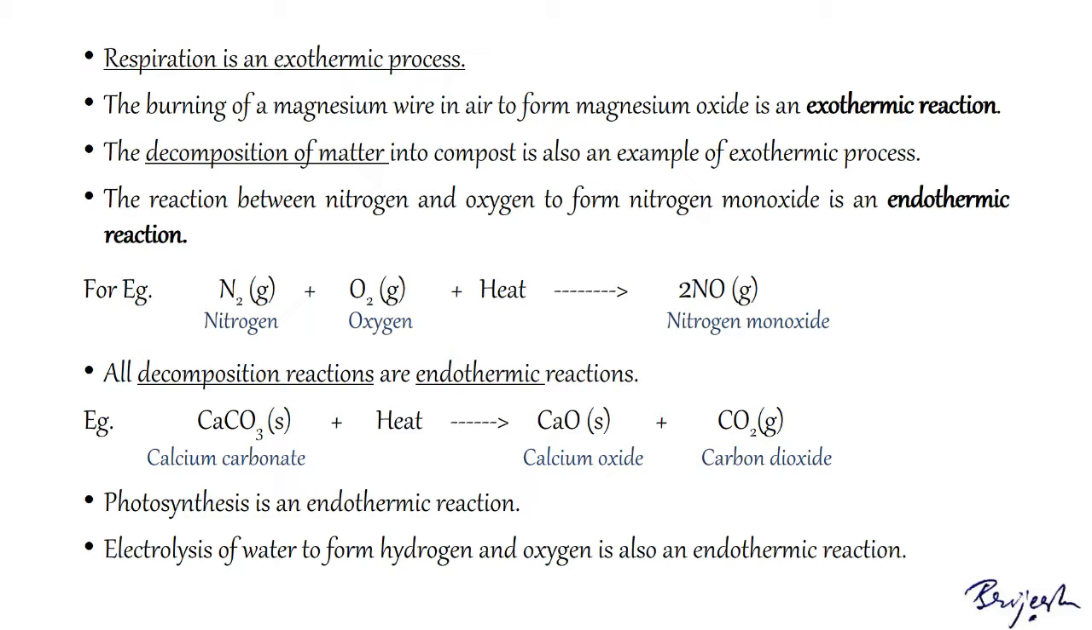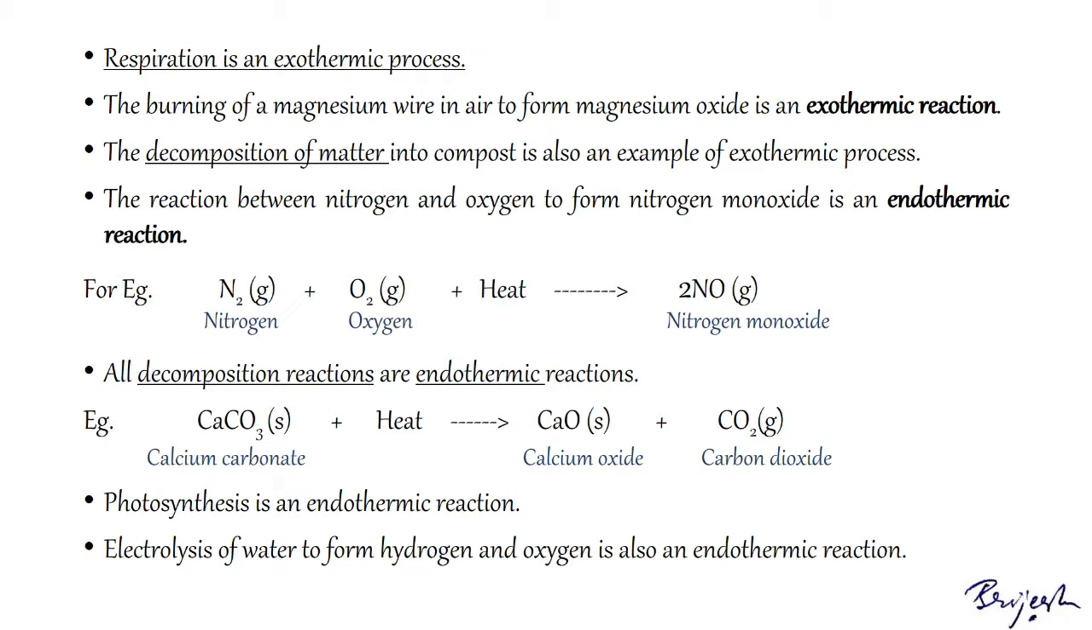For example, when calcium carbonate is heated, it decomposes to form calcium oxide and carbon dioxide. So CaCO3 plus heat gives calcium oxide plus carbon dioxide. The decomposition of calcium carbonate is an endothermic reaction because heat energy is absorbed in this reaction.